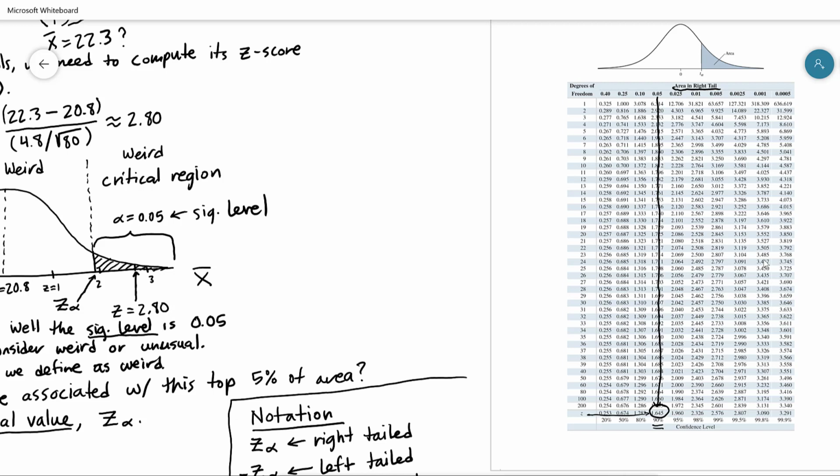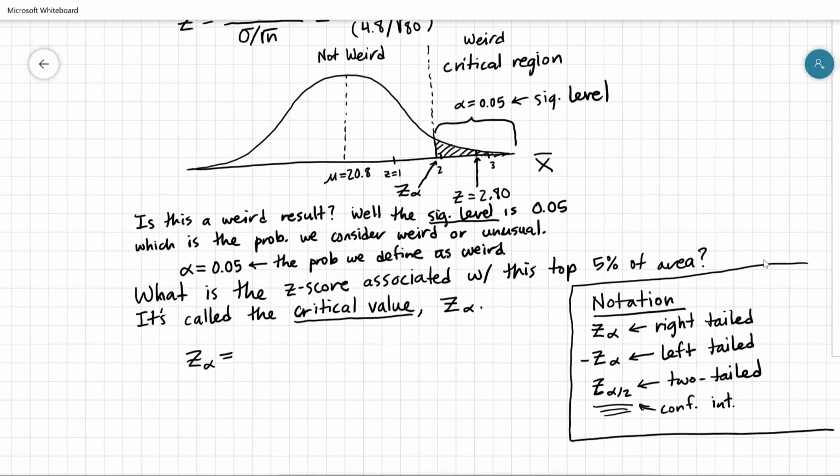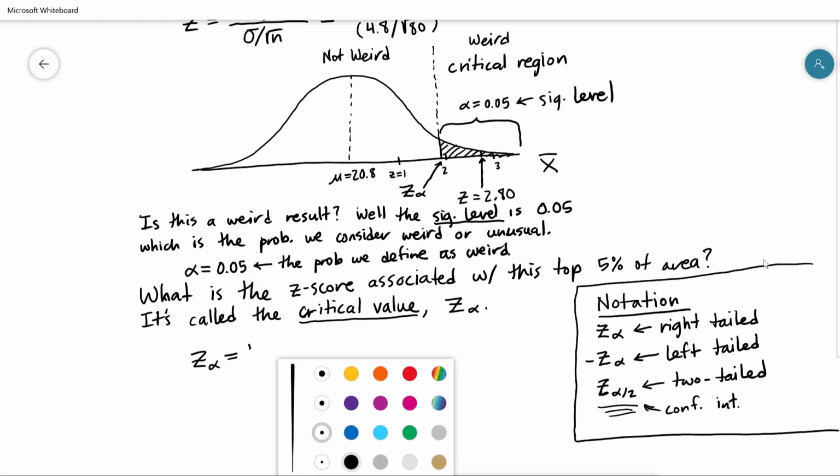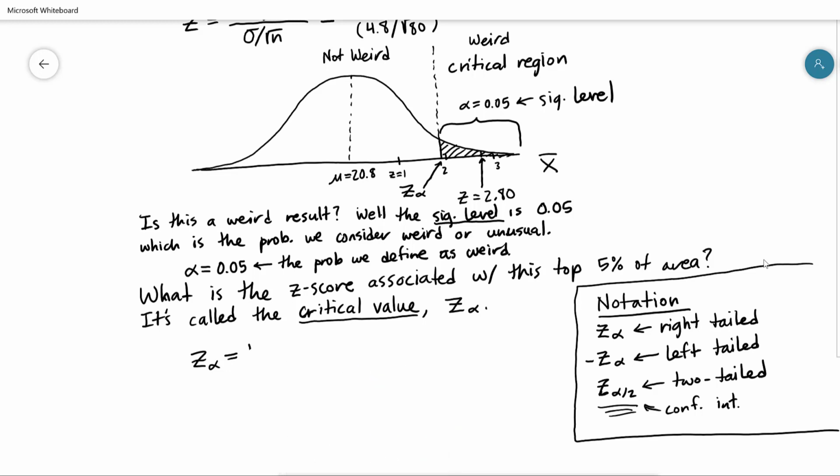So this is how we're going to use the table. We're now using the top label on the table to figure these values out. So 1.645, that's my number. And again, this is our cutoff for what we're going to consider weird. It defines the edge of the shaded region up here, and that's the region that we consider weird.